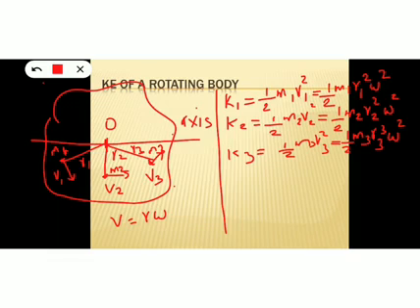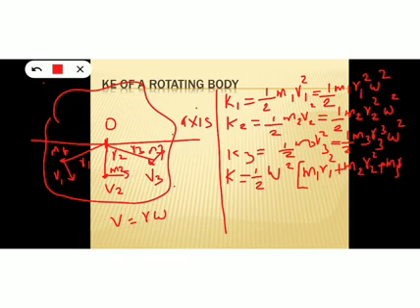Then what will be the total kinetic energy of the rigid body? The total kinetic energy of the rigid body will be equal to the sum of the kinetic energies of all the particles. So the total kinetic energy will be k1 plus k2 plus k3, and so on. We can write the total kinetic energy as half, and since omega square is a constant factor, omega square into m1 r1 square plus m2 r2 square plus m3 r3 square.